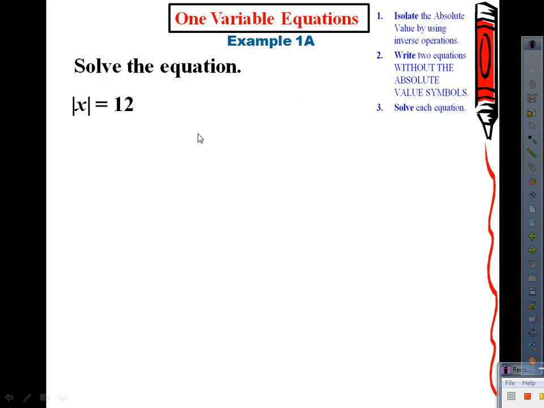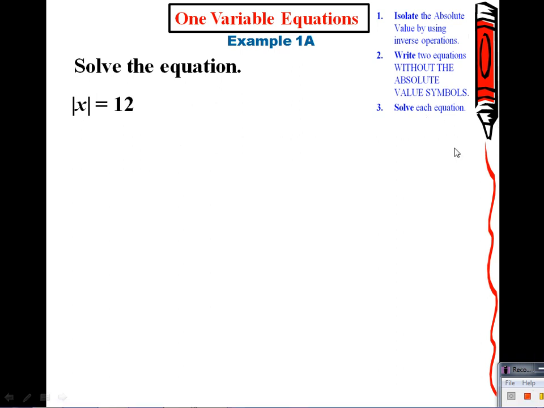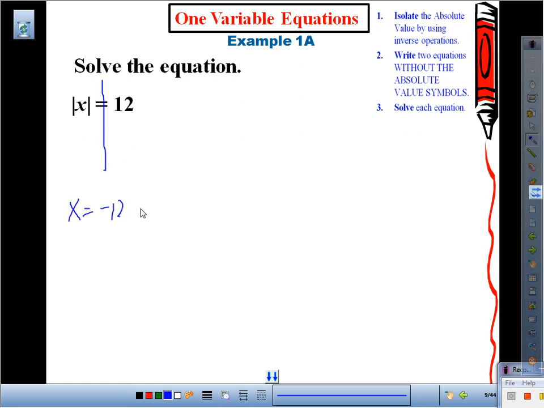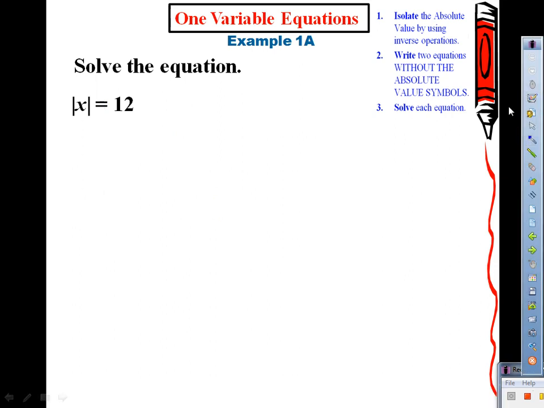So look at this one. Now, this is just like the one we just did. Don't copy this, but check this out. Oh, my bad. Yeah, here we go. Is the absolute value by itself? Yes. Okay, so at this point, what is the next step? Write 2 equations. So from there, I write what? X equals what? Negative 12, and x equals, and then we just plot, and we're done, yeah? 1 negative, 1 positive. All right, continue.